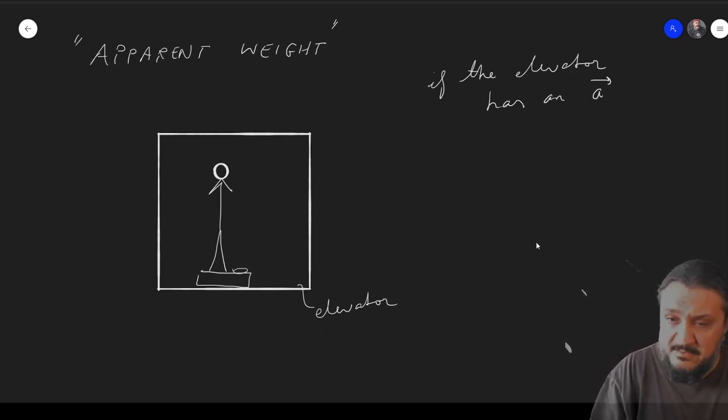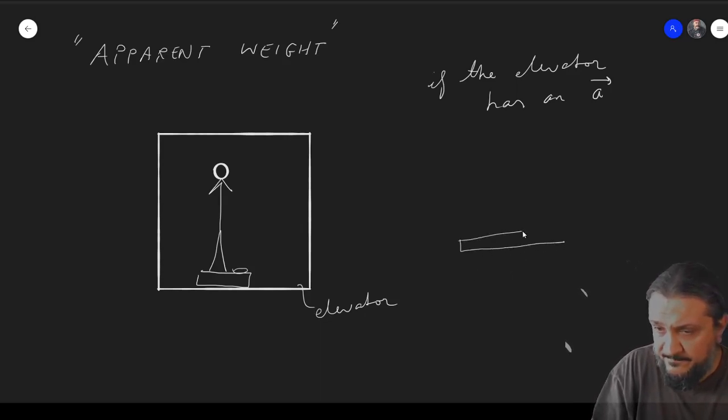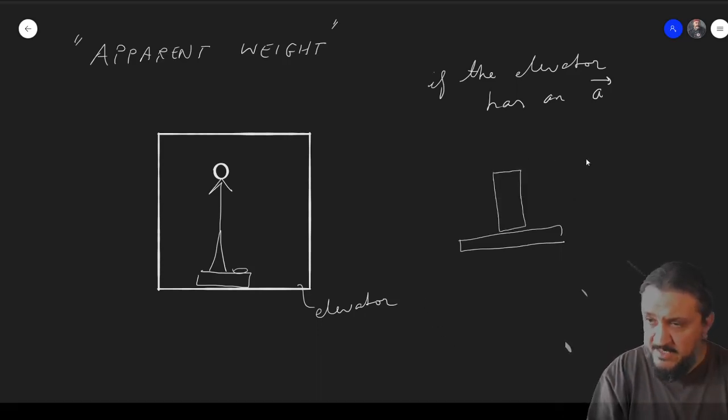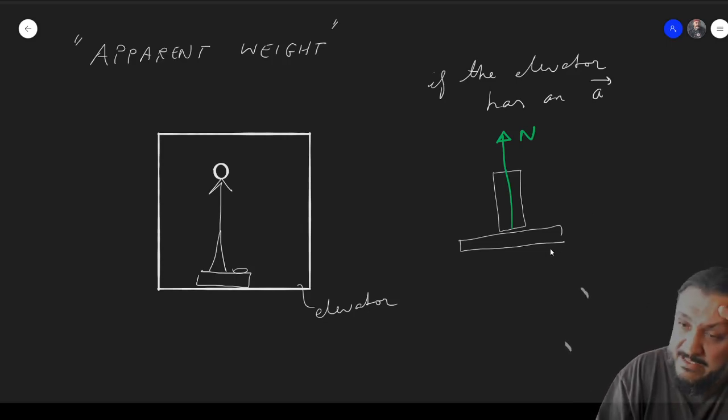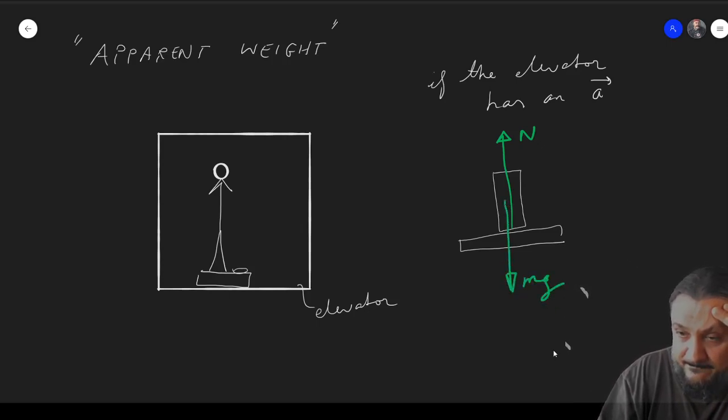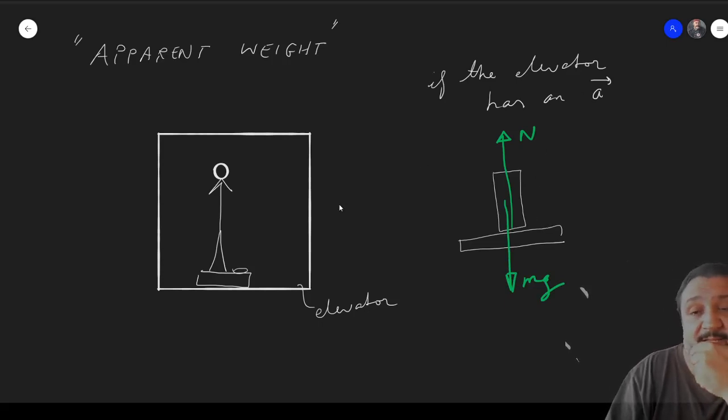So let's think about it. You have the bathroom scale. And then here's you. You push against the scale. In return, it pushes you up, which we call the normal force, right? Now, when you're doing it in your bathroom, this normal force is your weight. Okay, but when you're doing it in an elevator, N and mg, are they equal to each other?